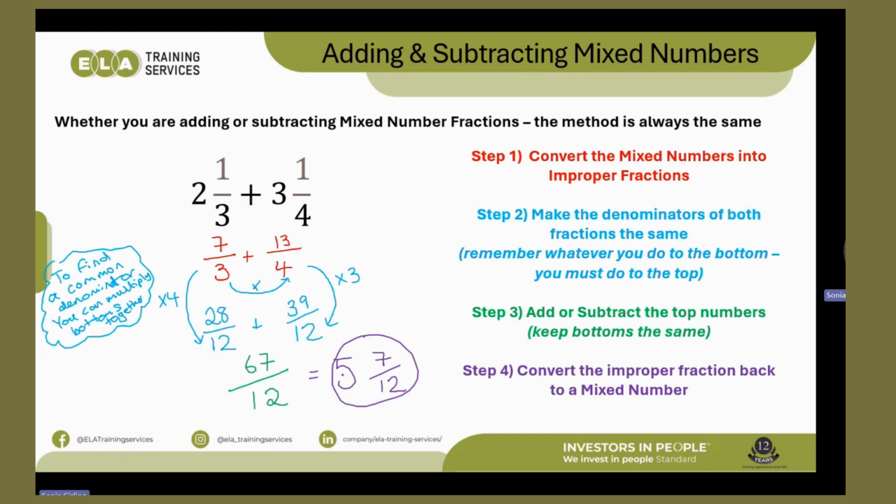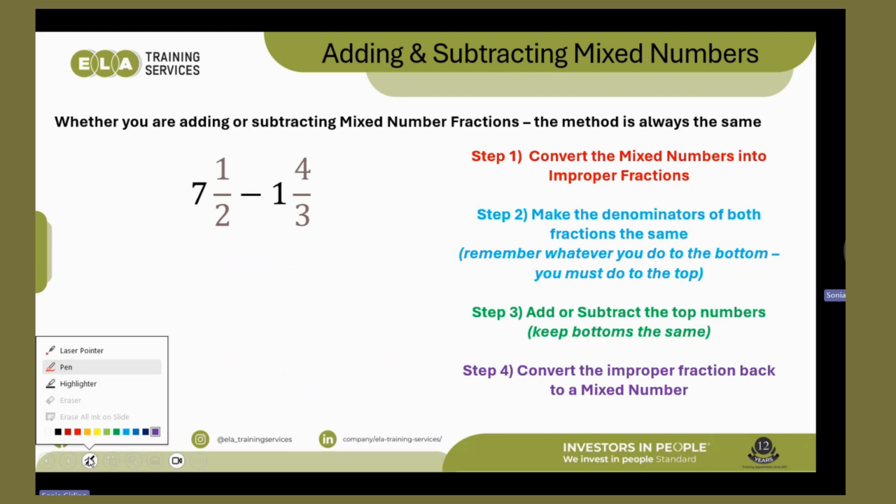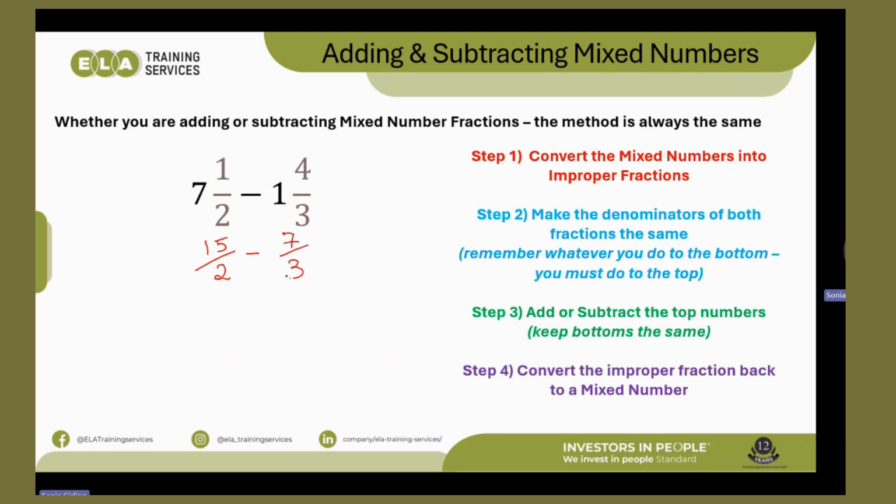So as we've done 2 adds, we're now going to do our final question, which is now a takeaway. And we're going to do exactly the same step. So even though it's a subtraction, we follow exactly the same method. So we've got 7 1/2, take away 1 4/3. So we're going to do 7 times 2, which is 14, add the 1, 15 over 2. And then we're going to take away 1 4/3. So 1 times 3 is 3, add the 4, which is then 7 over 3.